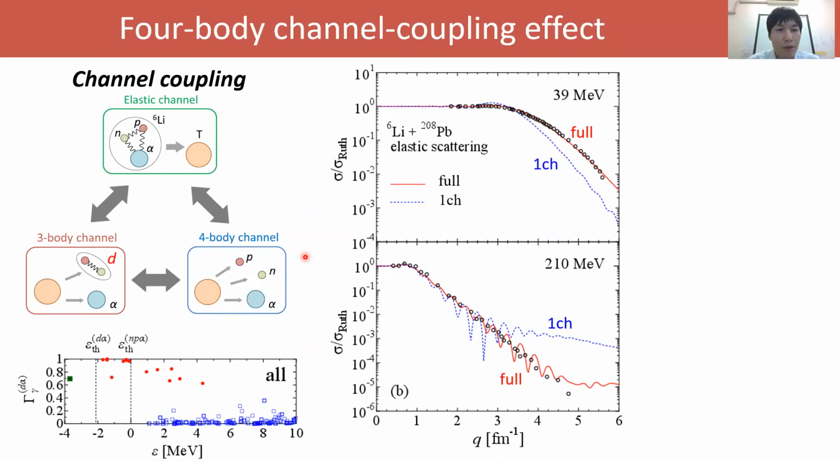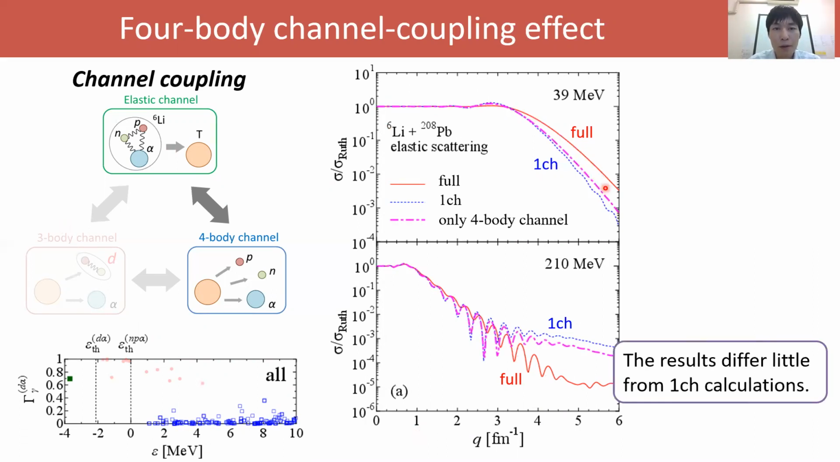Okay, in order to estimate the channel coupling effect for these two channels, we neglect the 3-body channel like this. There's only coupling between the ground and these states. Then we have this pink line. The results differ little from one-channel calculations. There's no improvement. So we can say that the coupling between the elastic and the 4-body channels is weak.